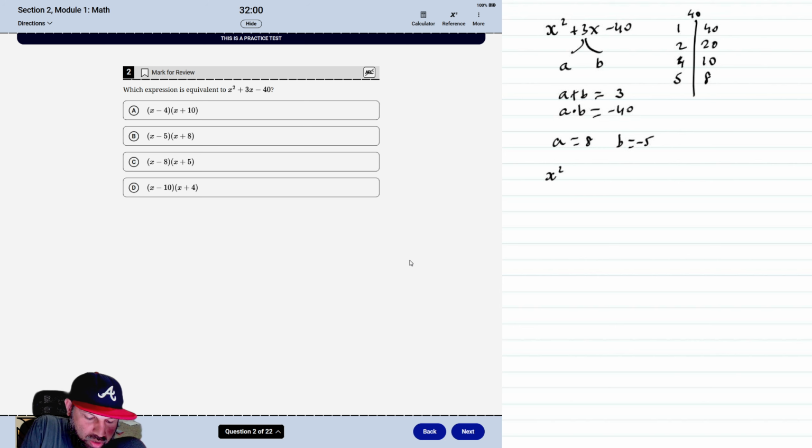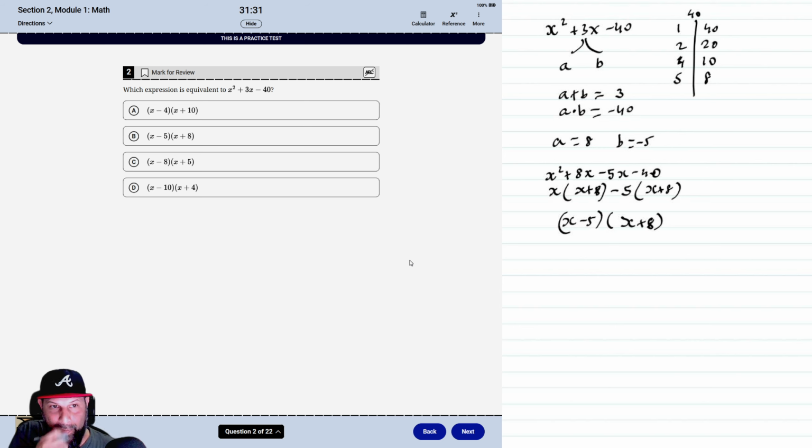So we'll write this as x squared plus 8x minus 5x minus 40. Then we'll take the x out from the first part, and we'll get x plus 8, and then we take the -5 out, and we're left with x plus 8 also. So the expression will be x minus 5 times x plus 8. That option is option B.